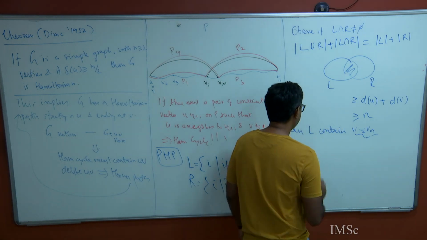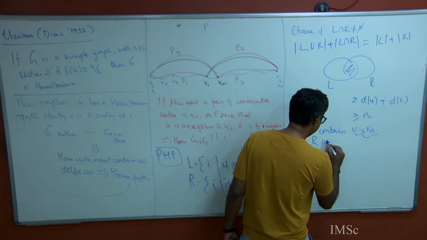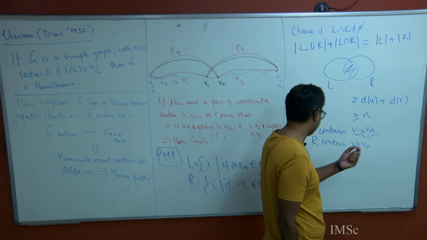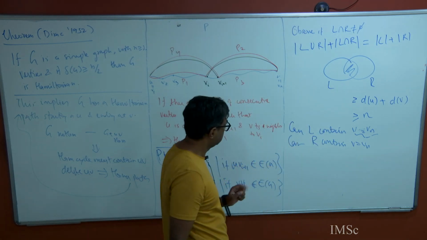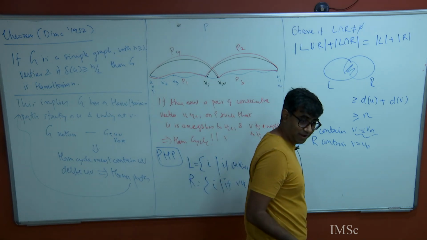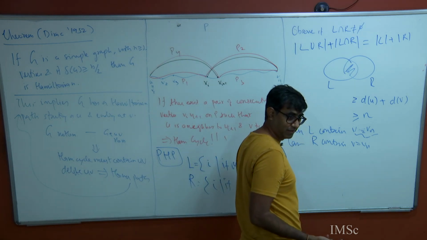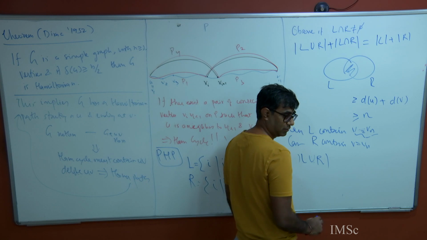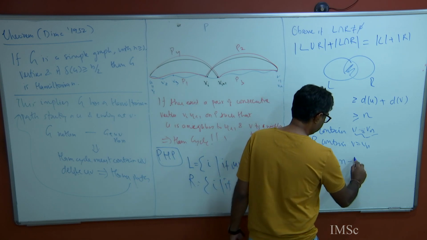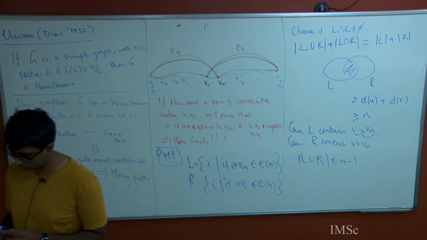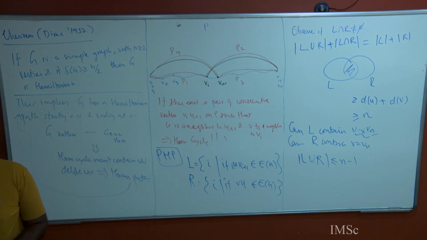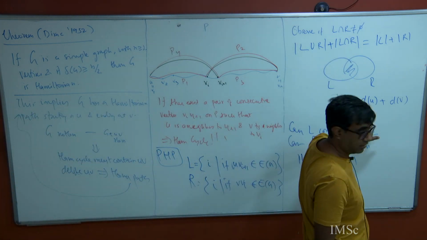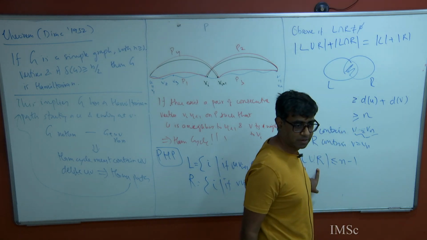Okay. Can R contain V equal to Vn? No. It's the same vertex. We are only talking about that being an edge, and it's a simple graph. And we know that L intersection R is empty. So what is L union R then? Right? So we know that this plus this is at least n. We know this is upper bounded by n minus 1. So what does this imply?